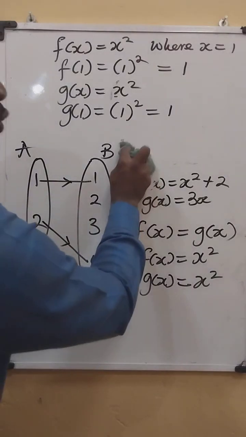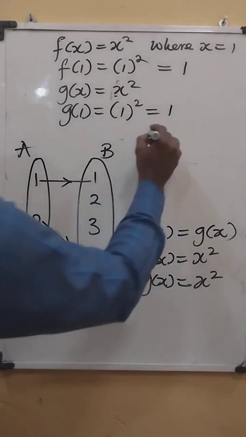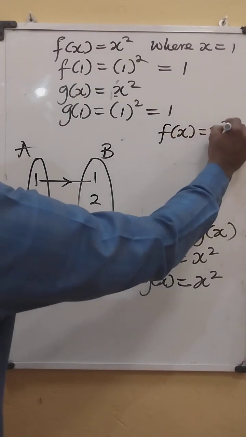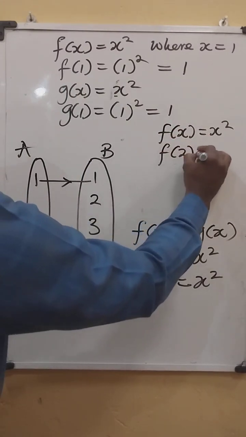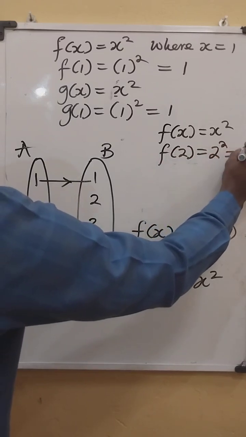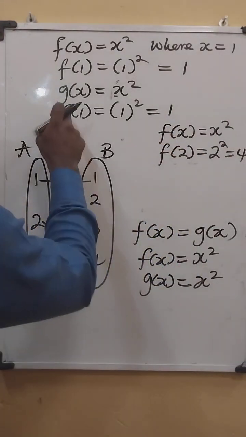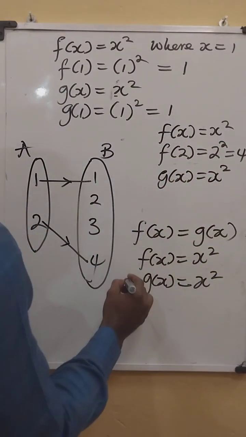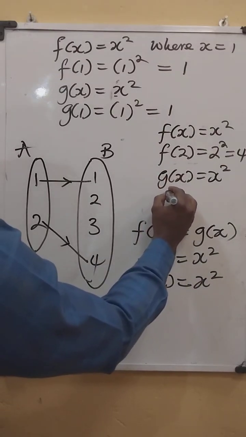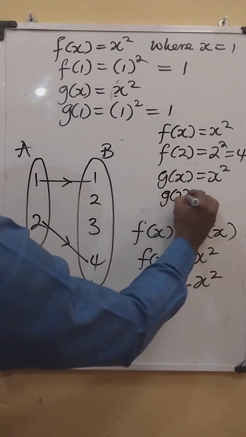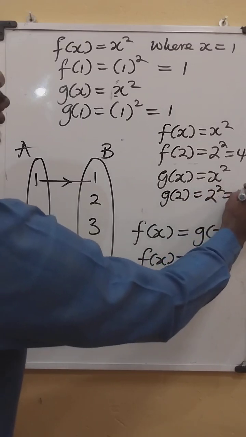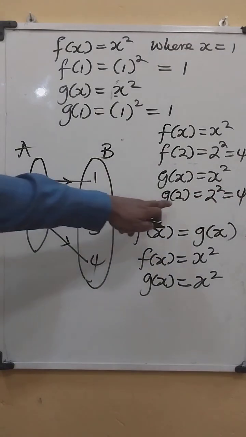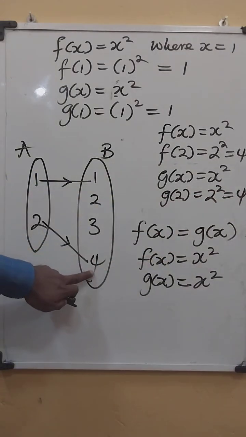So let us bring it into the expression. We have the function of x is equal to x squared. Then 2 as a function is equal to what? 2 squared, which is equal to what? 4. That is 2 times 2. Then for g(x), which is also equal to x squared, what we have there is g(2) is equal to what? 2 squared, which is also equal to 4. So anywhere you are substituting 2, it gives you the value 4.